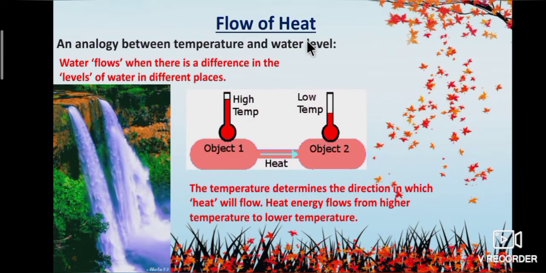Now we are going to learn about flow of heat. First we'll see an analogy between temperature and water level. Water flows when there is a difference in the levels of water in different places. It does not matter if there is more water in one place or another. Like that, the temperature determines the direction in which heat will flow. Heat energy flows from higher temperature to lower temperature.